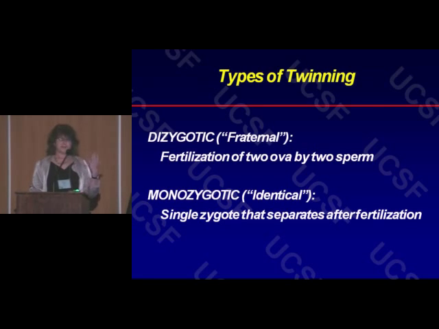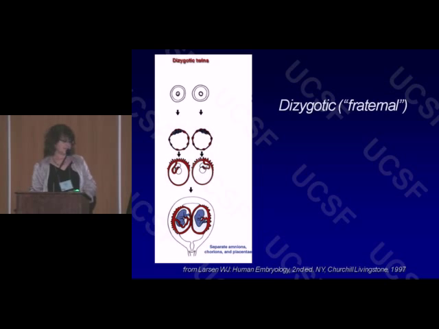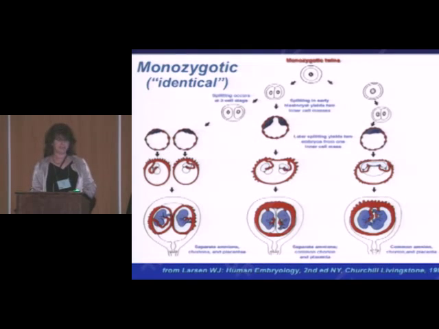Dizygotic, referred to in the sort of lay terms as fraternal twins, are fertilization of two ova, so siblings in the womb at the same time. But those of us who do ultrasound really focus on monozygotic twinning. I avoid the term identical, and you'll soon see why, which result from a single zygote that separates after fertilization. So with dizygotic twins, two fertilized eggs, necessarily two placentas.